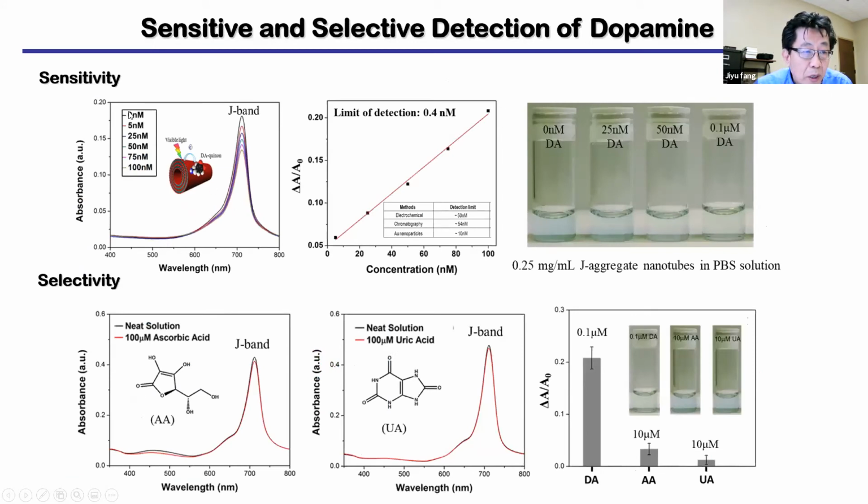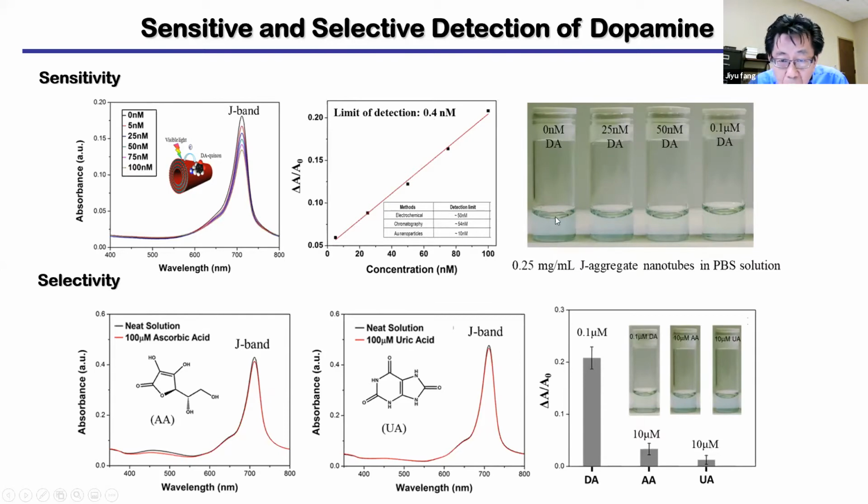In this case, if we shine light on the J-aggregate nanotube, photo-induced electron transfer can quickly migrate to the dopamine, which leads to a drop of the absorption intensity. By plotting intensity changes as a function of dopamine, we find our detection limit can reach 0.4 nanomolar, which is much lower compared to the electrochemical method, HPLC, or nanoparticle-based optical probes.